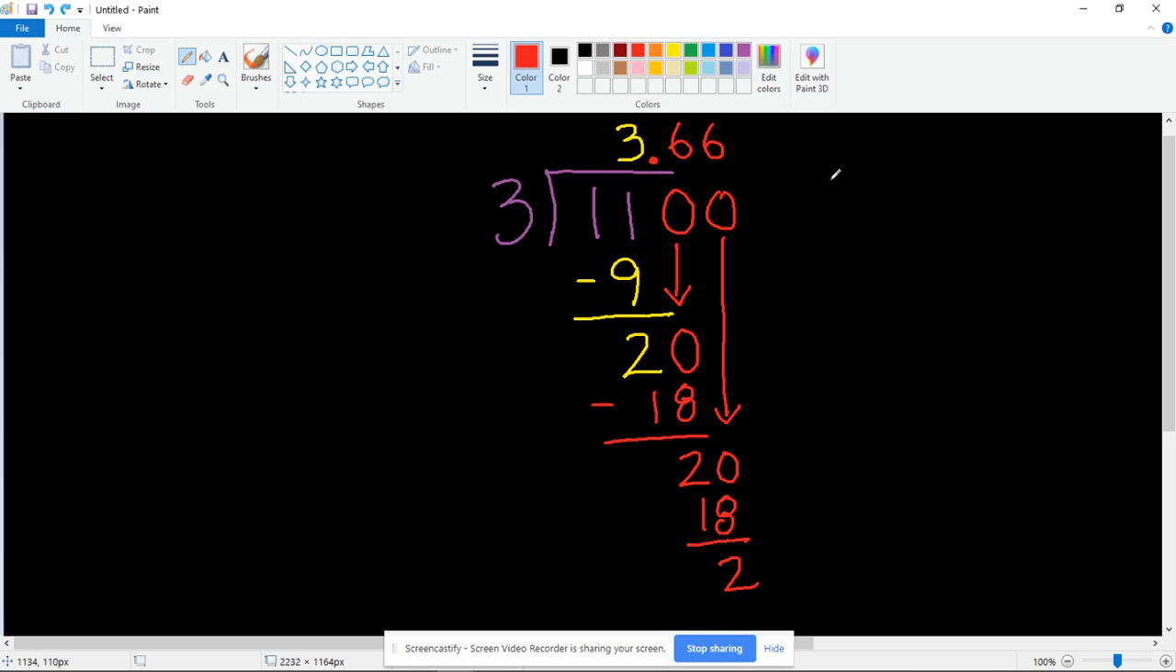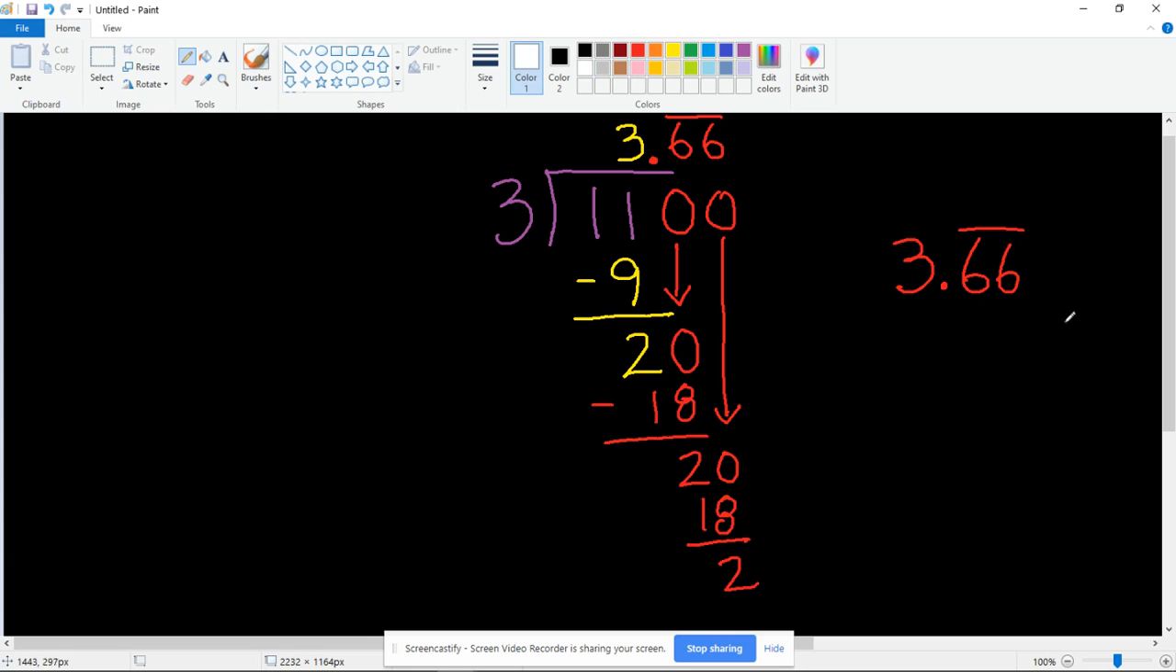So once you get the answer, all you do is you give it a little hat. Put a line over the top of the part that repeats. So the answer would be 3.66.